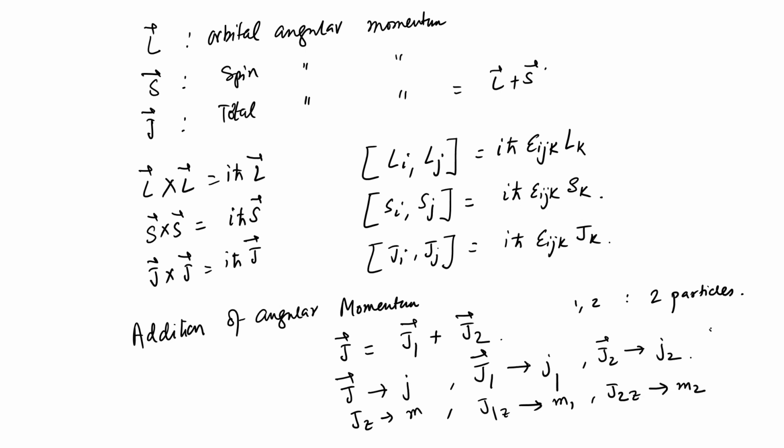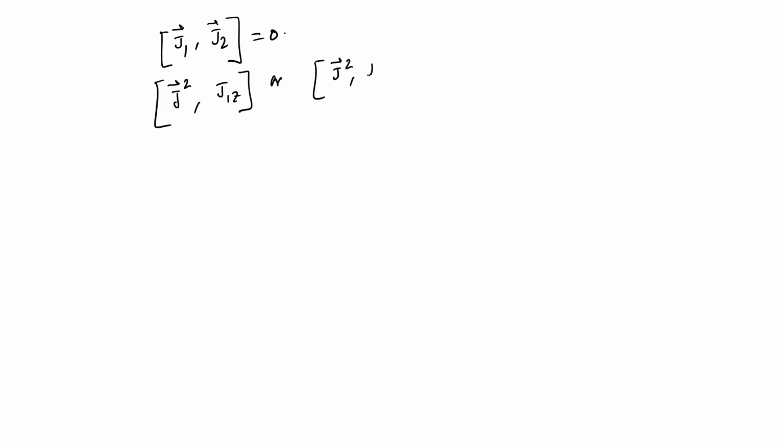So, these are the notations that we have, and we will see what these Clebsch-Gordan coefficients mean in the context of this addition of angular momentum. Now, it's true that the J vectors actually commute corresponding to the two particles, but there is a problem that J squared actually does not commute with either J1z or J2z, and this is not equal to 0.